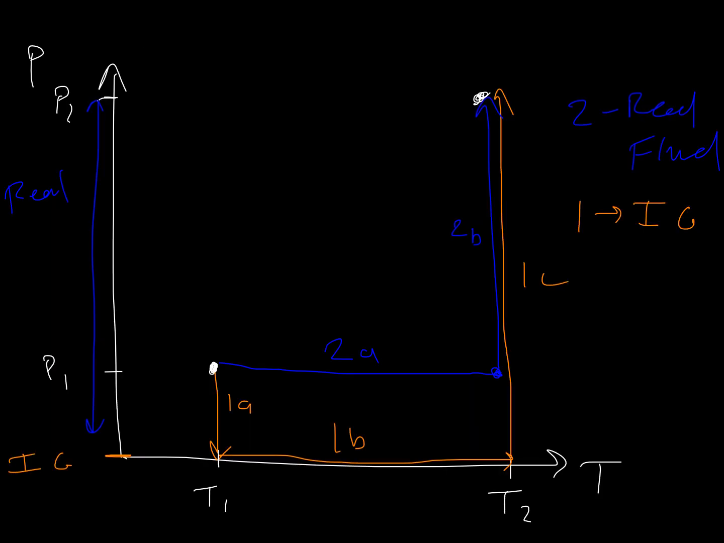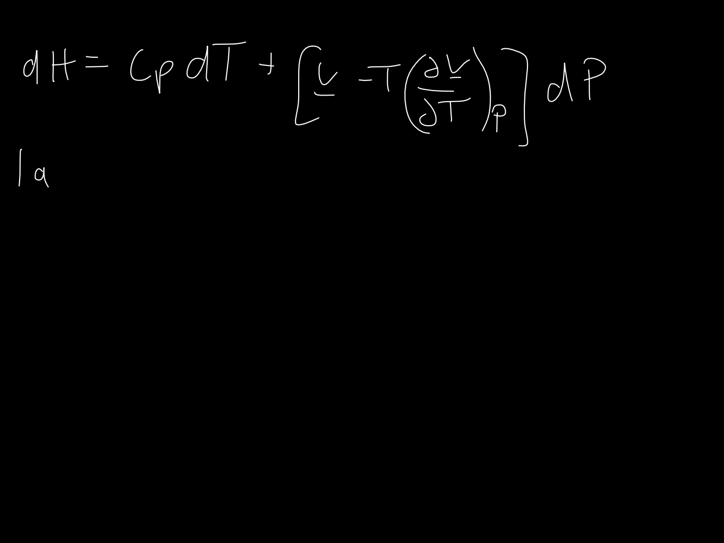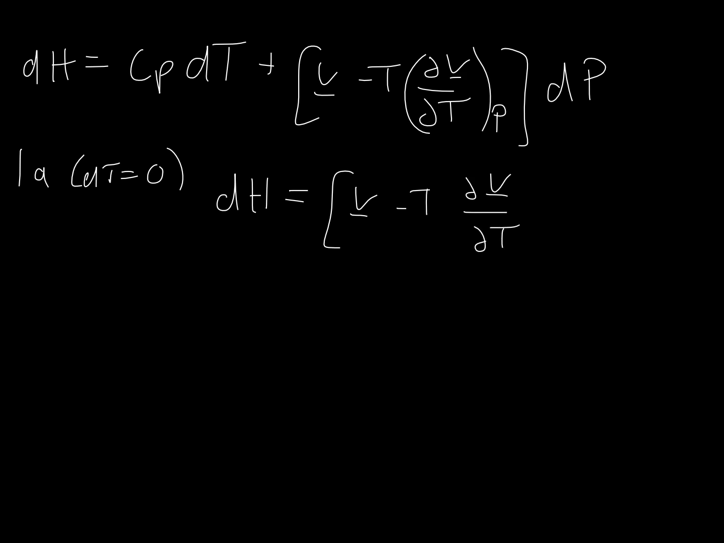Go back really quickly. What approximation can we make on step 1A to simplify our expression? What are we holding constant? We're holding temperature constant. So that means dT is equal to 0. So in this case, dH for step 1A is just equal to V minus this big long expression. We've eliminated one of those two terms.